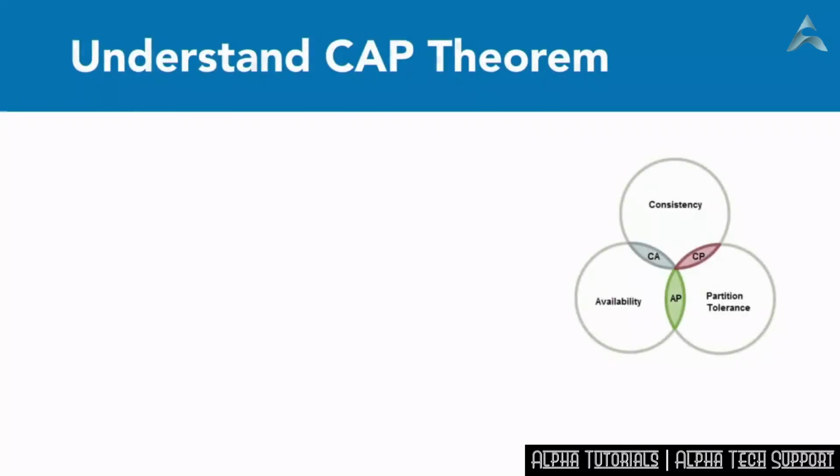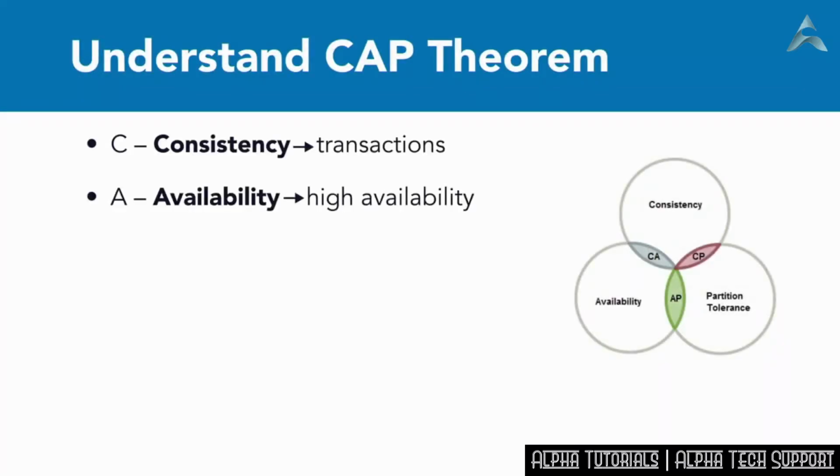Next up, we're going to get an introduction to the CAP theorem. This stands for consistency, availability, and partition tolerance. And the thinking is that a database system can have two, but not all three of these capabilities.